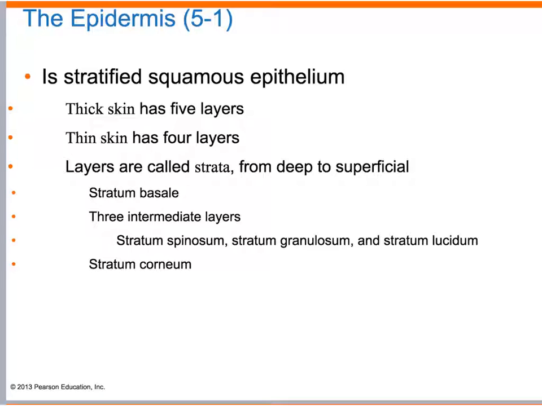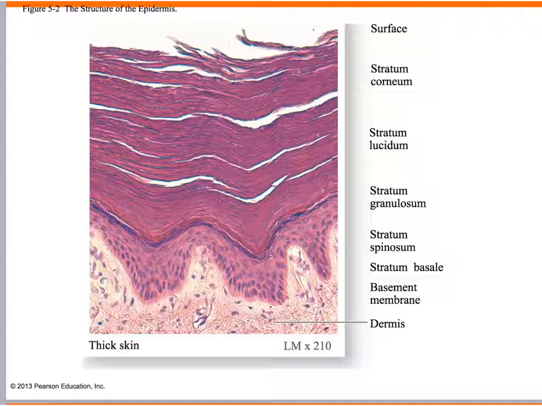Now, the epidermis is called stratified squamous epithelium. Thick skin has 5 layers, thin skin has 4 layers. This gives an illustration of the epidermis and the 5 basic layers that you'll see.